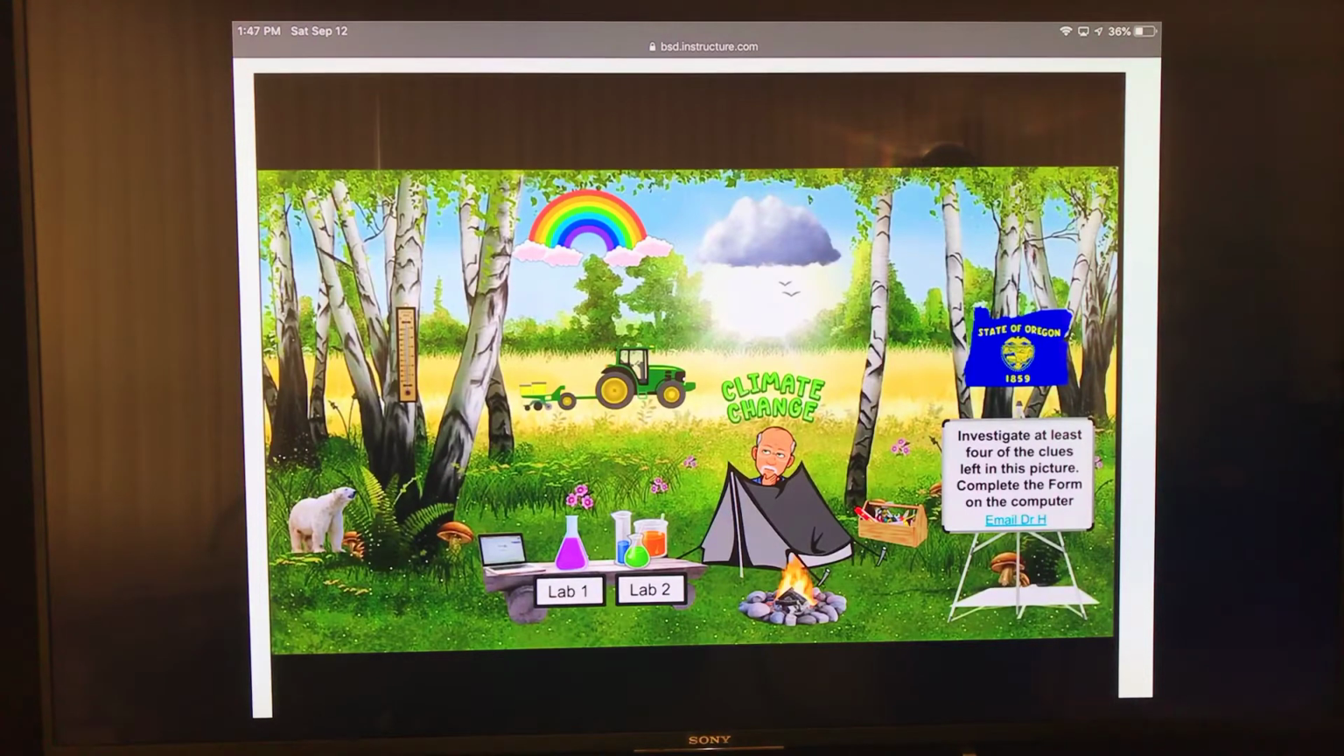Now, if you want to do all 10 and 2 labs, you could do that. If you want to do just 4 or 5 of the activities, you could do that. If you want to do some of the reading and videos and not some of the others, that's okay. That's why we call it a choice board, because it is your choice.